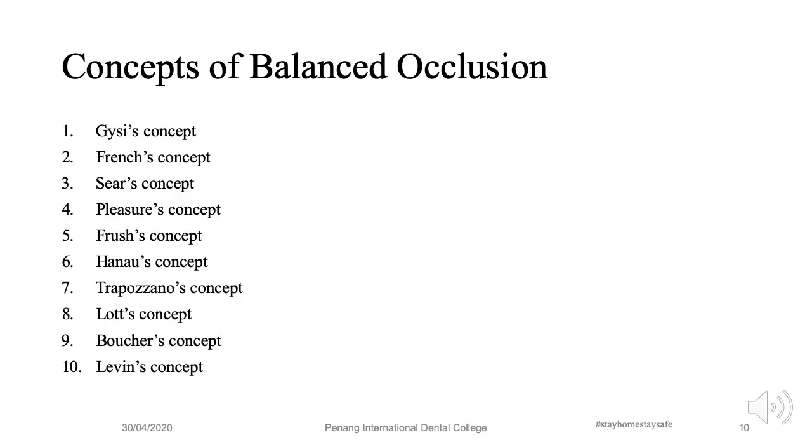So concepts of balanced occlusion, there were a number of concepts given. There are 10 concepts, each giving their own ideas, but the most common concept we follow today is Hanau's concept, and we also arrange our teeth according to Hanau's concept. So Gysi's concept was given, French's concept, Sears concept, Pleasure concept, Frush concept, Hanau's concept, Trapezona's concept, Lod's concepts, Boucher's, and Levin's concept. Okay, these are the 10 concepts. You do not have to know any of these concepts, just know about Hanau's concepts, and the 5 factors he gave are all you need to know.